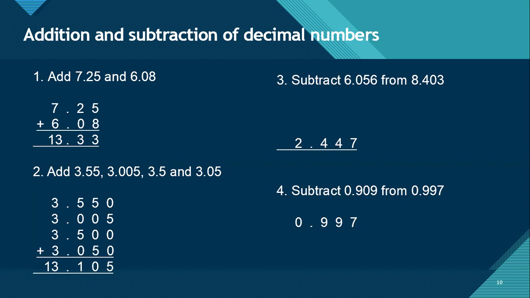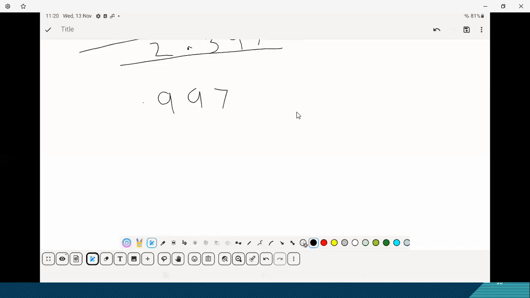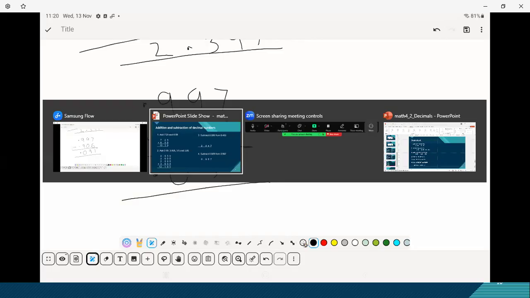Okay, so the example is subtract 0.909 from 0.997. So simply we'll go to the whiteboard. 0.997 and 0.906. Simply we have to subtract. Okay, so 7 minus 6 will be 1, 9 minus 0 will be 9, and 9 minus 9 is 0, and the decimal is here. So the answer will be 0.091.